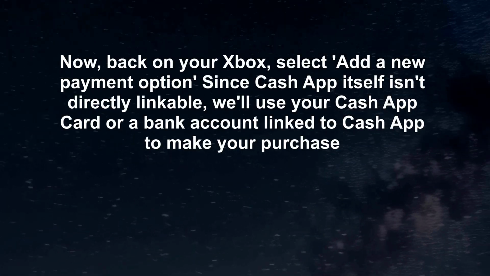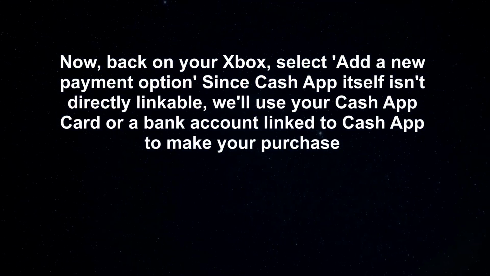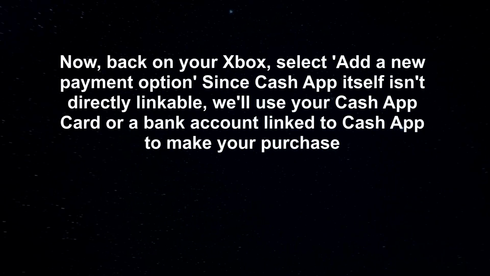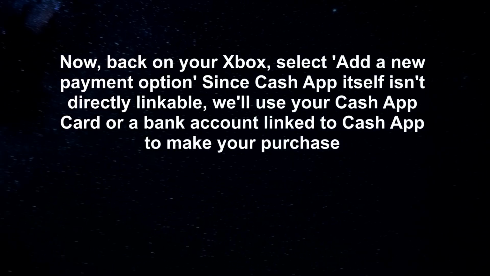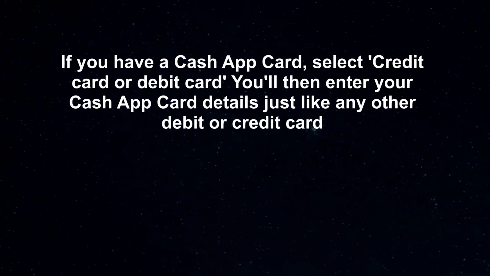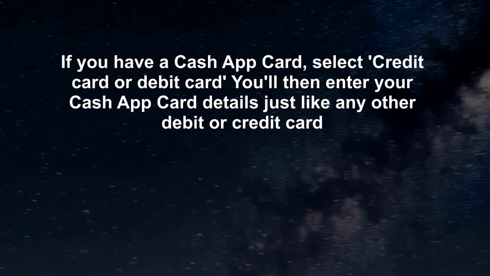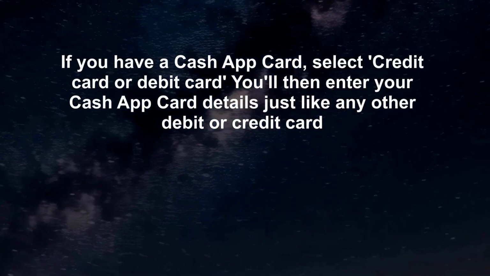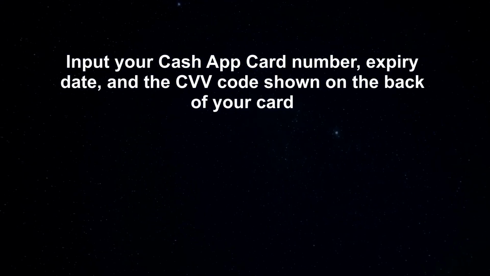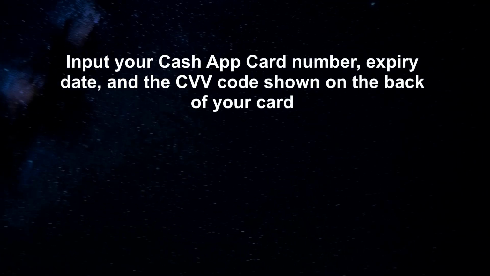Now back on your Xbox, select Add a New Payment option. Since Cash App itself isn't directly linkable, we'll use your Cash App card or a bank account linked to Cash App to make your purchase. If you have a Cash App card, select credit card or debit card. You'll then enter your Cash App card details just like any other debit or credit card. Input your Cash App card number, expiry date, and the CVV code shown on the back of your card.